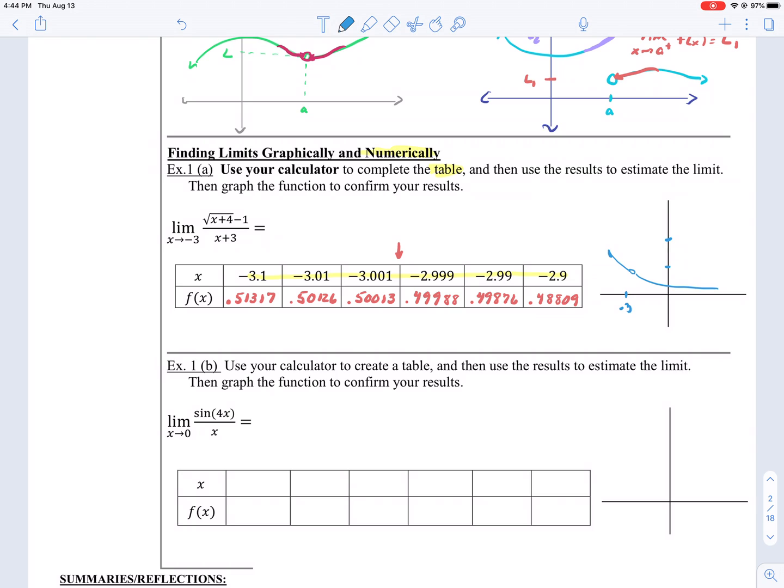I don't care about the value. I care about what I'm getting closer and closer and closer to. And numerically, I can see that value as we look at this from both the right and the left. I'm getting closer and closer and closer to a half, or 0.5. And obviously, either one of those is perfectly fine for you to write. That's the way we analyze a limit numerically.